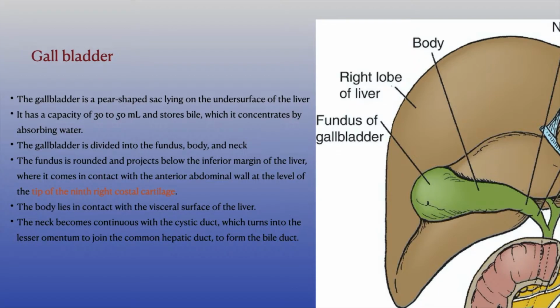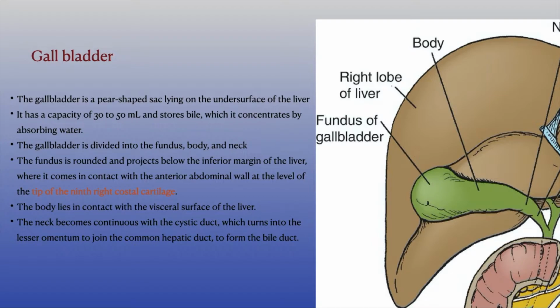The gallbladder is a pear-shaped sac lying on the undersurface of the liver. It has a capacity of 30 to 50 ml and it stores bile and concentrates it by absorbing the water. It's divided into fundus, body, and neck. The fundus is rounded and it projects below the inferior margin of the liver, where it comes in contact with the anterior abdominal wall, and this is at the level of the tip of the 9th costal cartilage. This is an important surface marking.